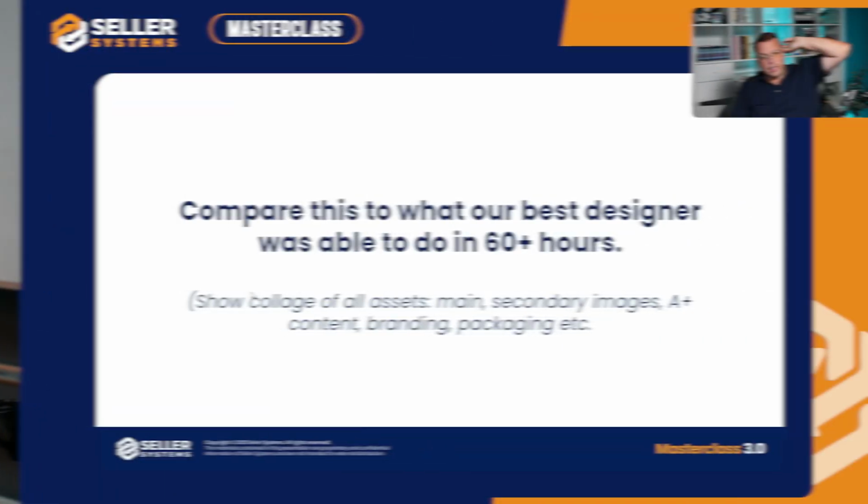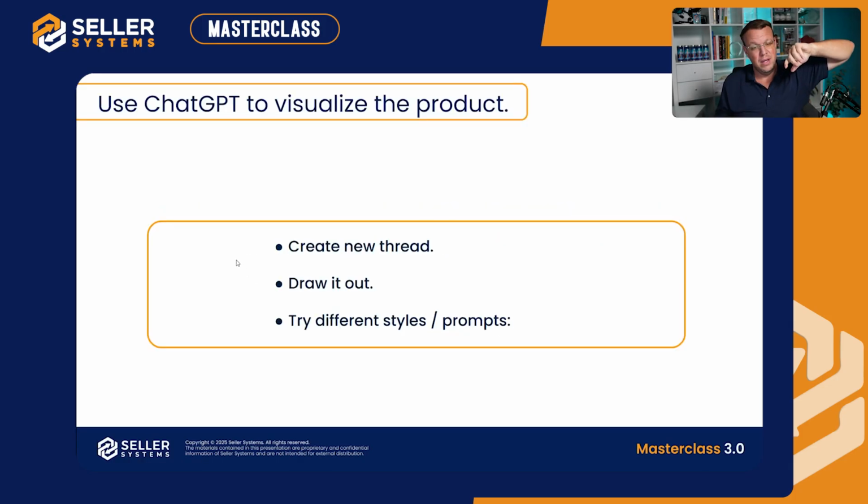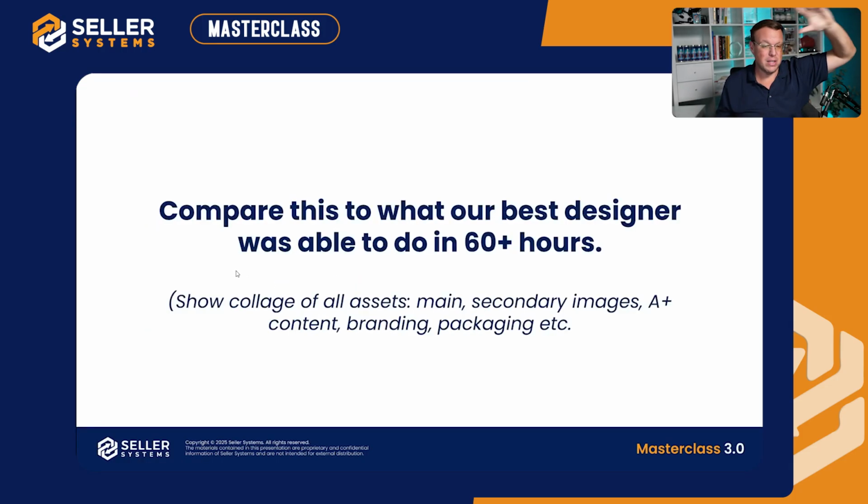Check it out. This is what our best designer could do in 60 hours, right? So we're visualizing the product. We just did that. Now, here's a collage of all the assets: main, secondary images, A+ content, branding, and packaging. So this is a completed listing done in about 60 hours of work from one of our best designers, one that works for me, for my products, and helps us with our designs.